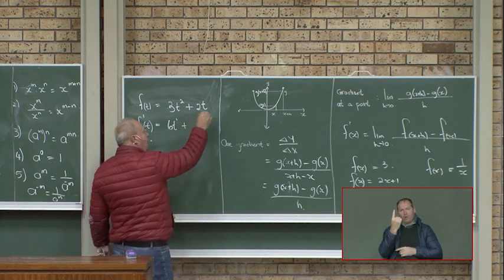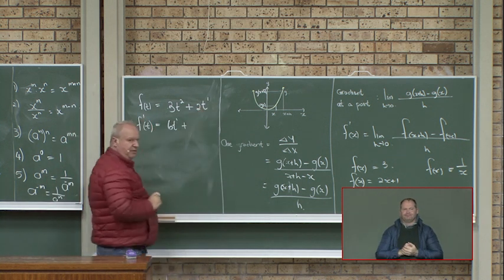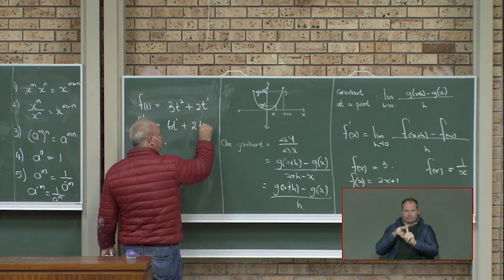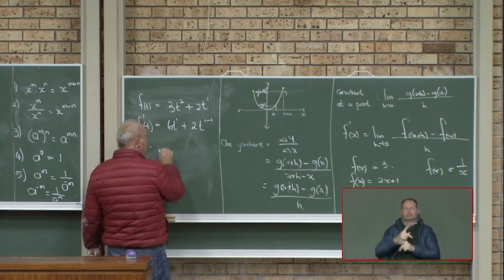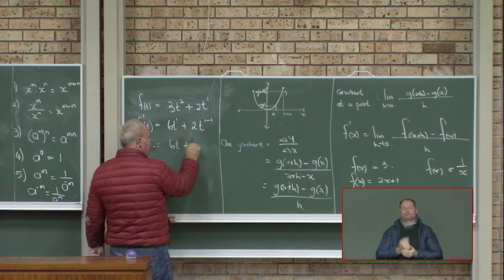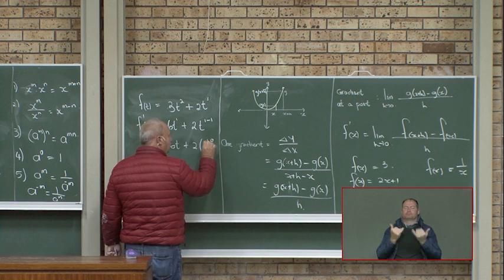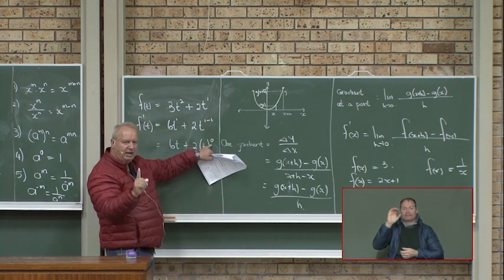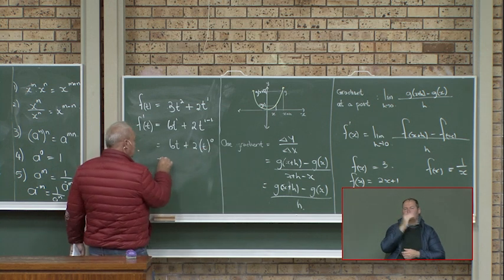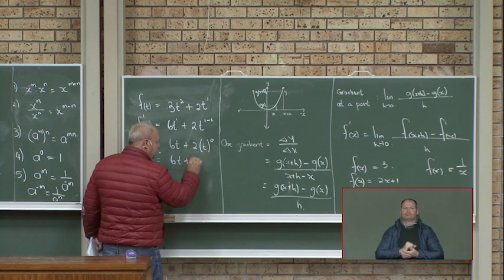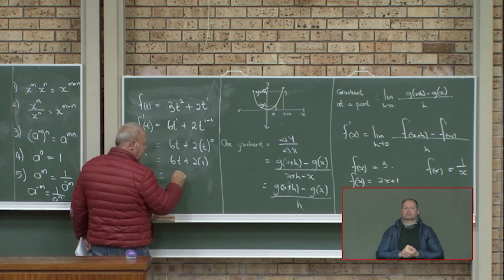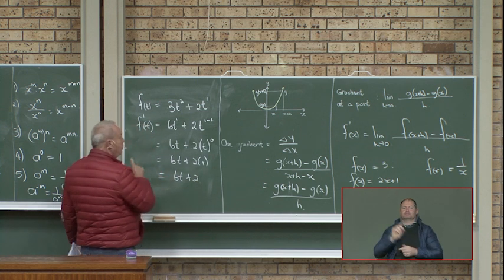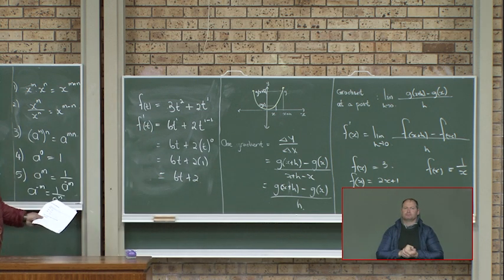Now, I've got to find the derivative of that. So exponent times coefficient is 2. Keep t, subtract 1 from the exponent. So this becomes 6t plus 2 t to the power of 0. 1 minus 1 is 0. Anything to the power of 0 is 1, except 0 to the power of 0. So this becomes 6t plus 2 times 1, which is equal to 6t plus 2. People, are you with me? Are you happy with that? Okay.